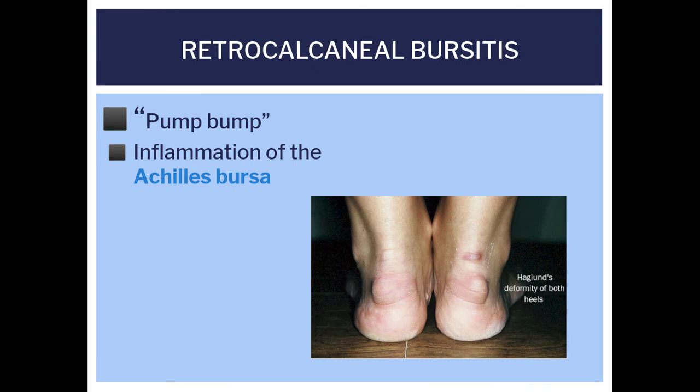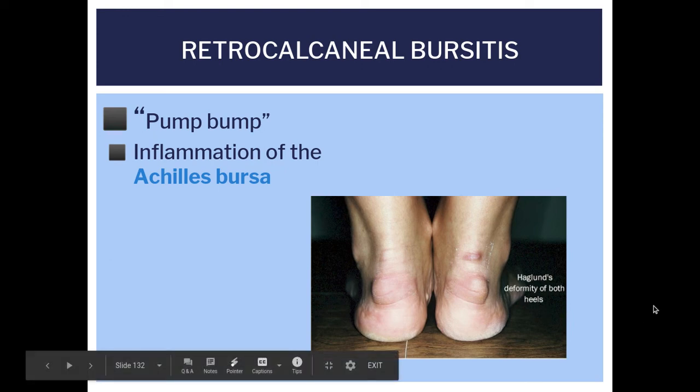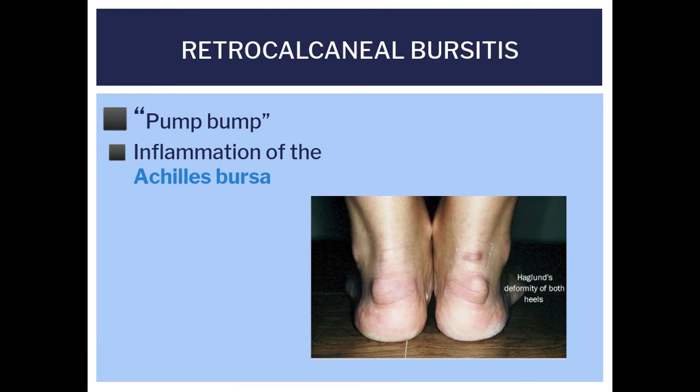You can also have what is called retrocalcaneal bursitis. This is something I personally have not seen. It's more common, I would say, in older people, but it's called pump bump. If you remember when we went over the skeletal system and medical careers, you have bursa sacs. They are fluid-filled sacs within all of your joints, and they're intended to basically cushion those joints so that the tendons and bones are not grinding on each other.